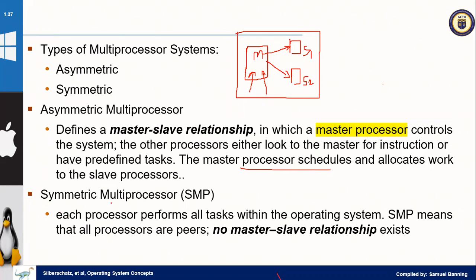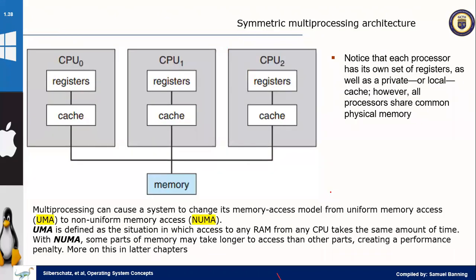Then we have the symmetric multiprocessor. In this case, there is no master slave. They are all bosses of their own. There are 3 processors here. They are all bosses. The operating system will allocate a job to any of the processors that are available whenever there is a new job. So here there is no master-slave relationship.